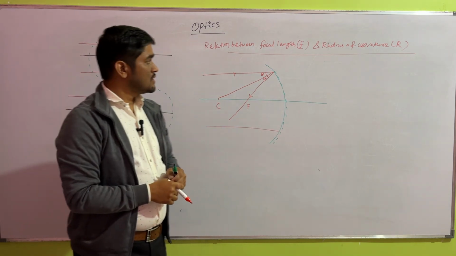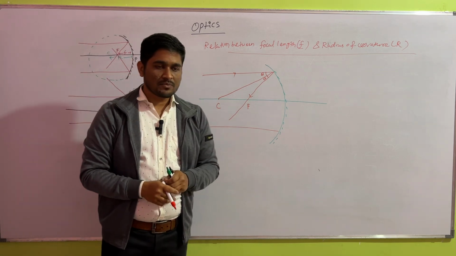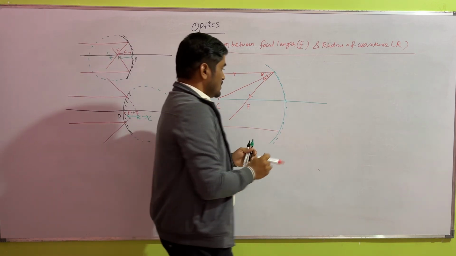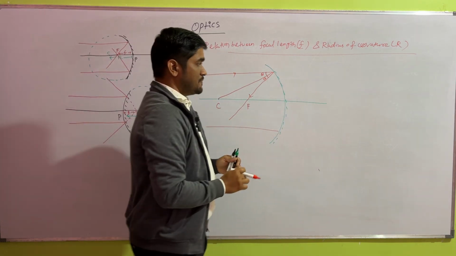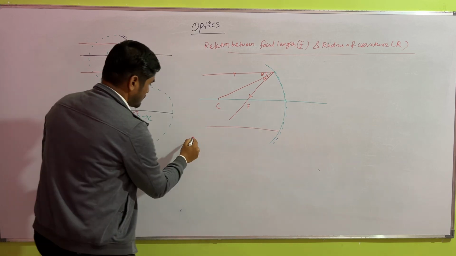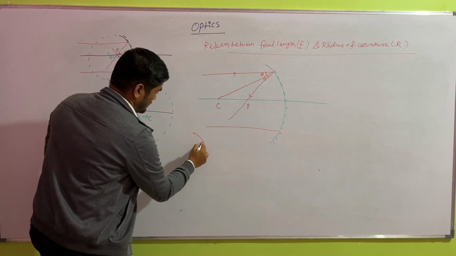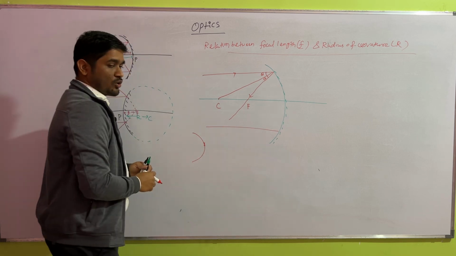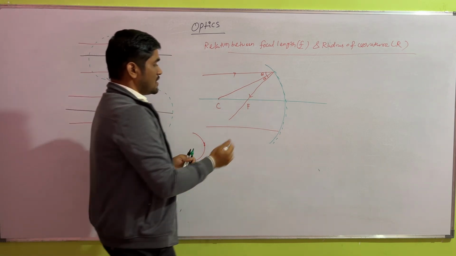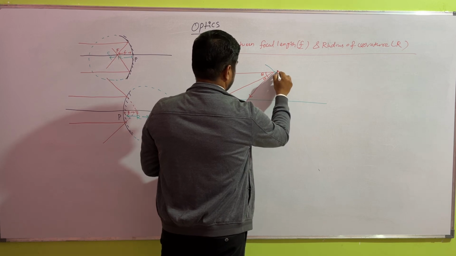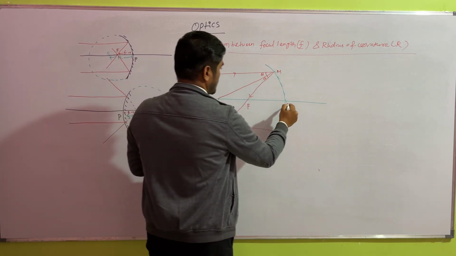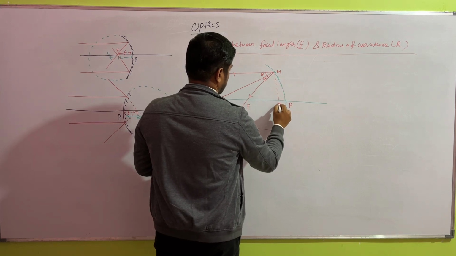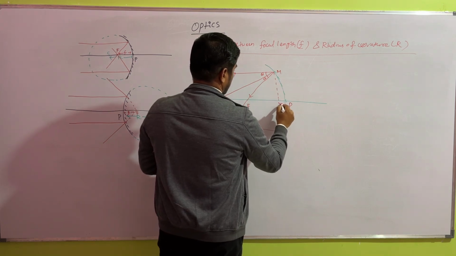And in optics you should always take the aperture to be small. That means this aperture should be small. Suppose this is the aperture, and if you choose a small aperture from here, it will be a plane, not a curved surface. That means let this point be M, this be P, and you have to draw a perpendicular, let this be X.